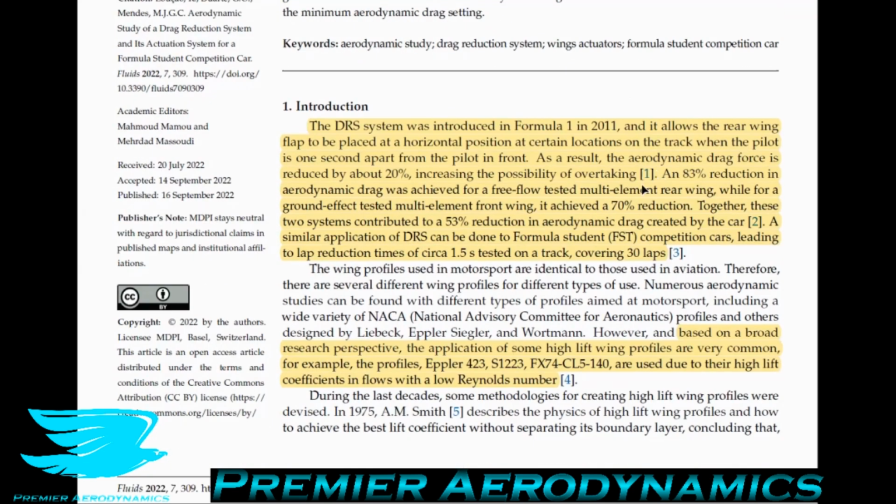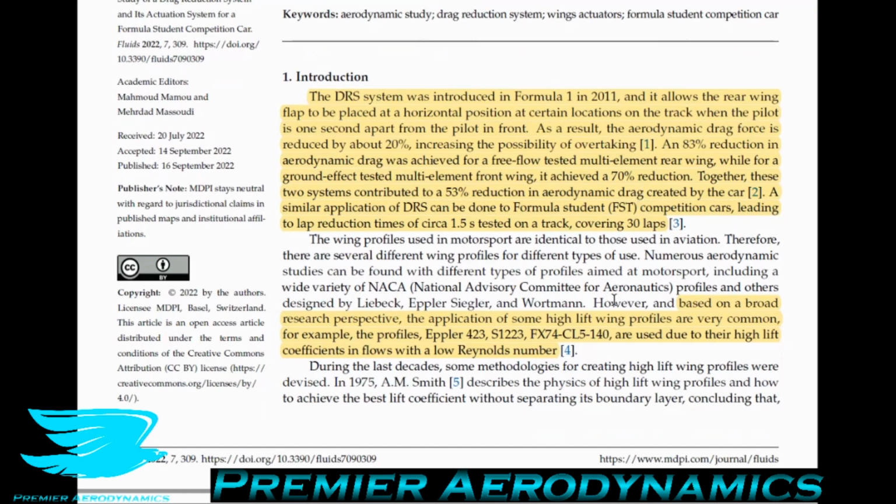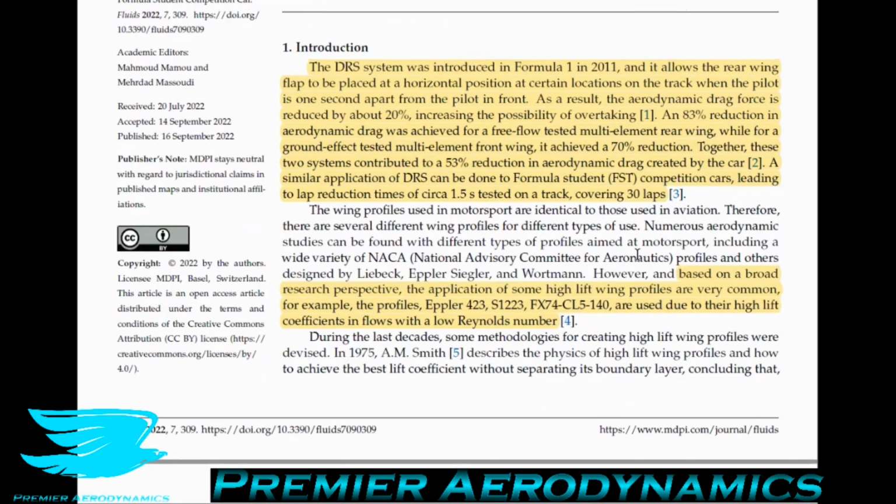Based on a broad research perspective, the application of some high-lift wing profiles is very common. For example, the profiles Eppler 423, S1223, FX 74, CL5140 are used due to the higher lift coefficients in flows with a low Reynolds number. And this is actually very difficult to do.